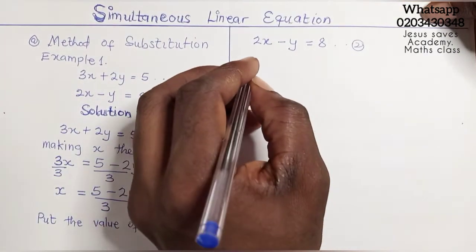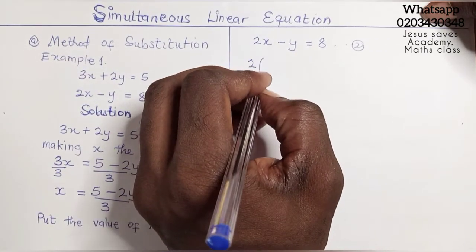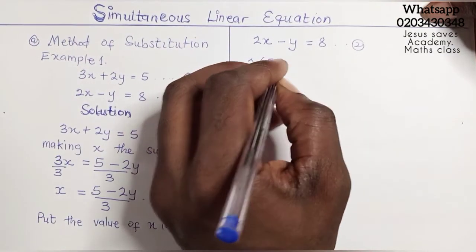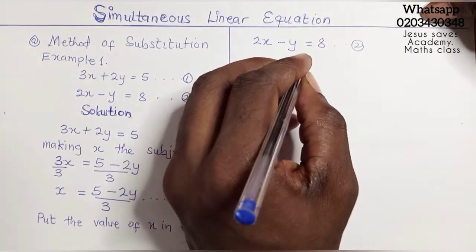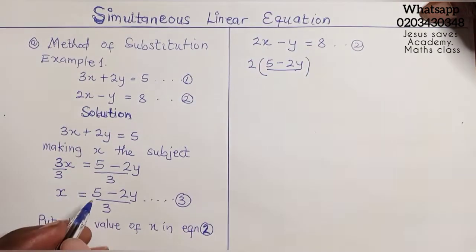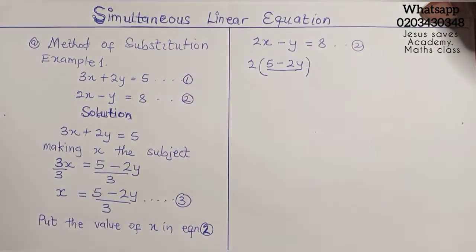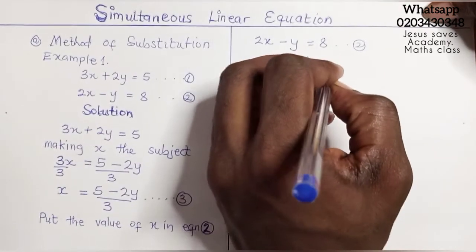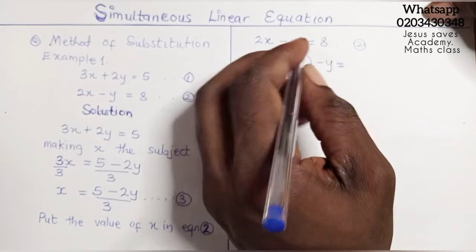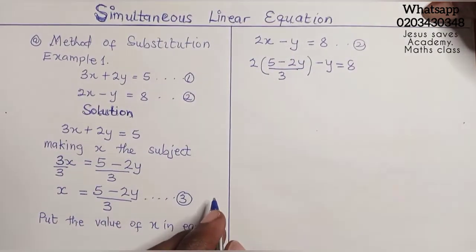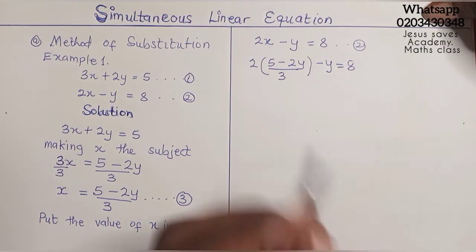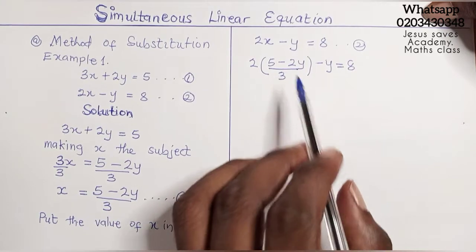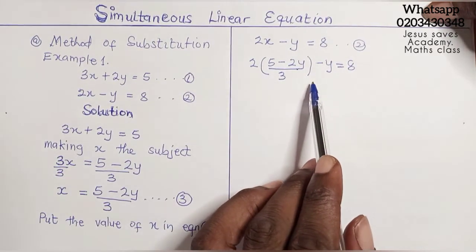So we have 2, and I'm opening a bracket: 5 minus 2y all over 3, minus y is equal to 8. After doing this, you see that you have only one variable in the equation. If you are still having two variables in this equation, it means you are wrong.